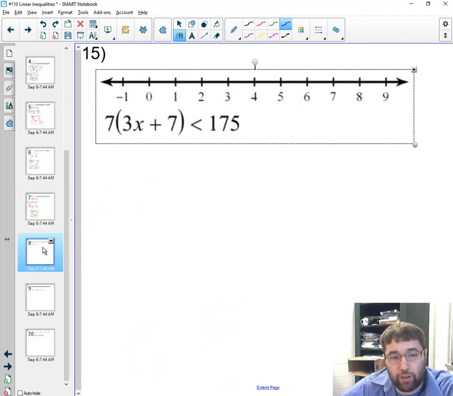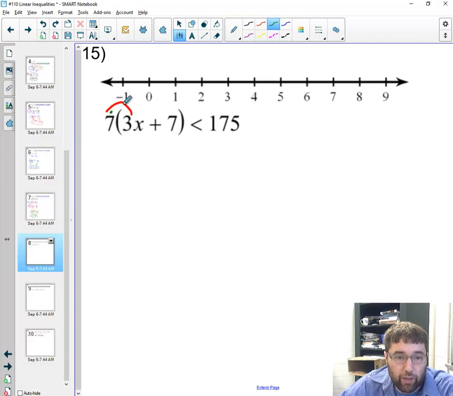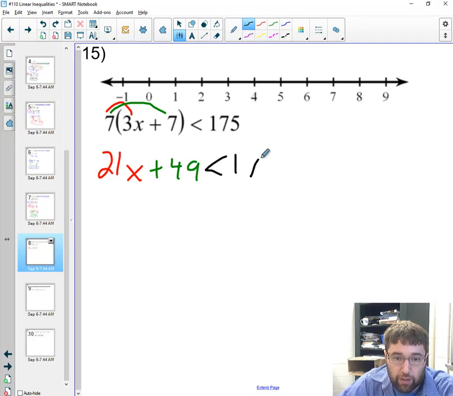3 more. First thing we want to do is make it rain. We're distributing the 7. 7 times 3x is 21x. 7 times positive 7 is positive 49. And then bring down the rest.